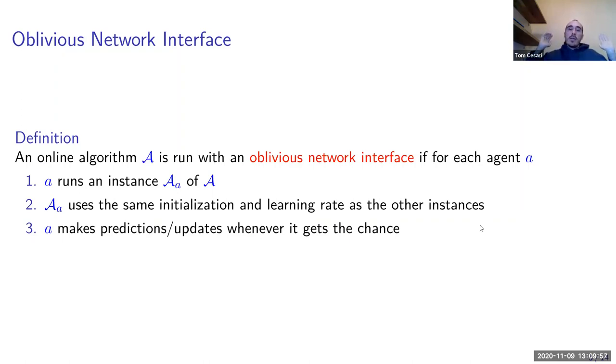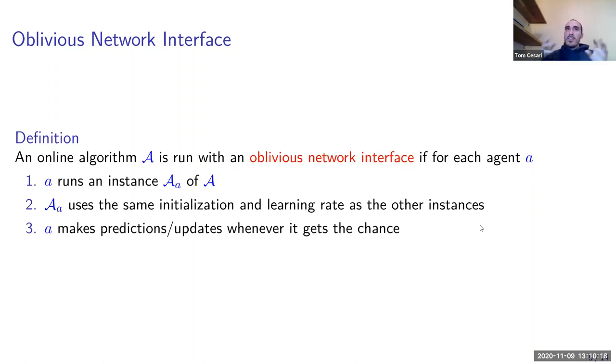Let's imagine, for example, online mirror descent. Everybody's playing online mirror descent. Not only that, they're using the same initialization and the same learning rates. So you don't have to do any node-specific shenanigans. And everybody makes predictions and updates whenever they get the opportunity to do so. So they get some feedback from somebody, they use it.